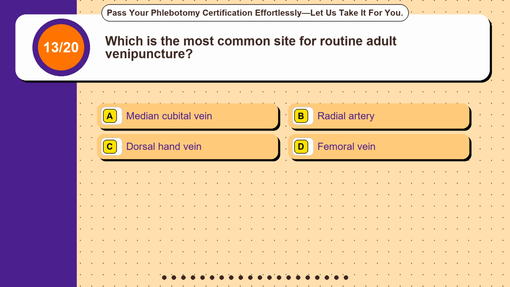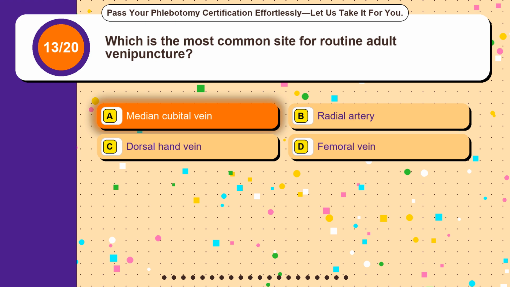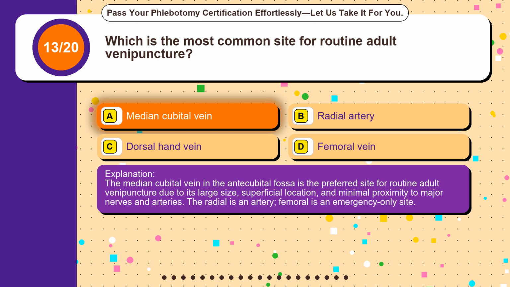Question 13. Which is the most common site for routine adult venipuncture? Option A, median cubital vein. Option B, radial artery. Option C, dorsal hand vein. Option D, femoral vein. The correct answer is option A, median cubital vein. The median cubital vein in the antecubital fossa is the preferred site for routine adult venipuncture due to its large size, superficial location, and minimal proximity to major nerves and arteries. The radial is an artery, and femoral is an emergency-only site.